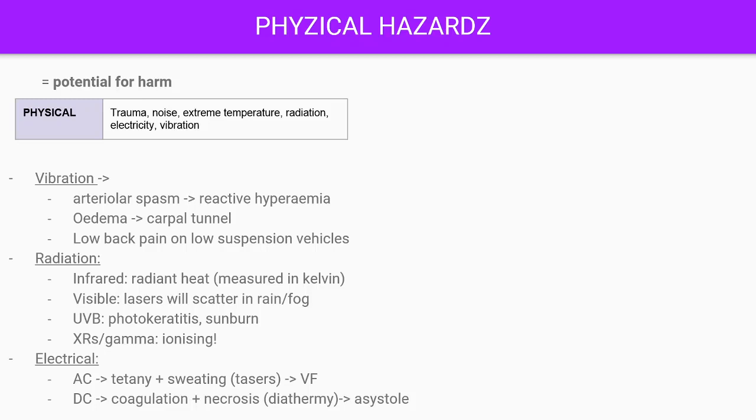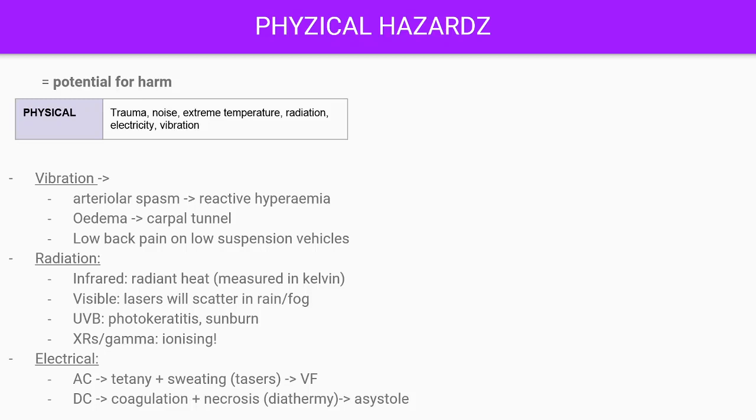Okay, physical hazards. There's lots. Vibration can cause a sort of Raynaud's phenomenon. It can also shear your tissues and cause edema, which can give you carpal tunnel. And when you're, say, on the back of a truck with really bad suspension, it can cause a lot of low back pain as well.